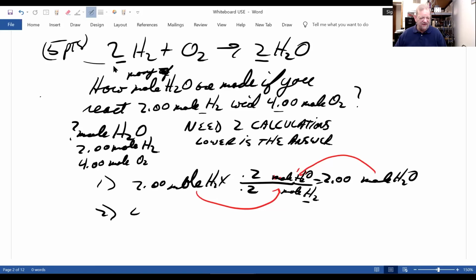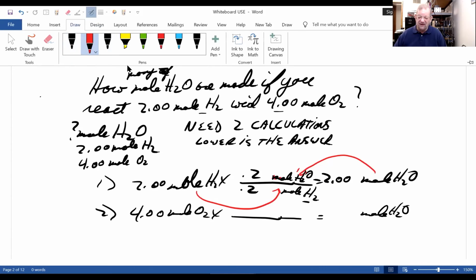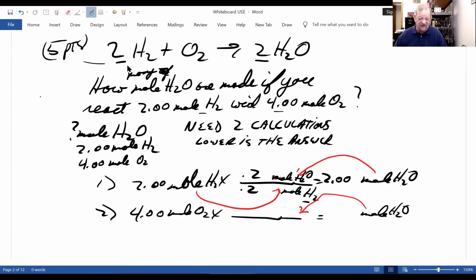My second one, I have 4.00 moles of oxygen. And I want to find out how many moles of water I'll make. And once again, I'll use my good buddy, my good friend, hopefully yours too, unit analysis. Whatever I'm trying to get to, the units go on top of the ratio. Whatever I'm trying to get rid of, the units go underneath.